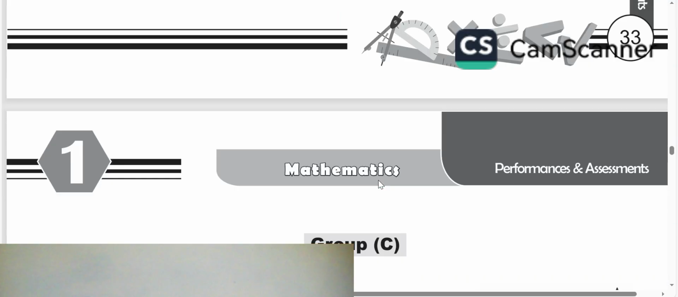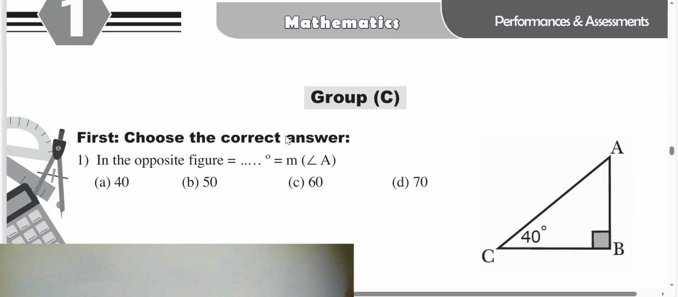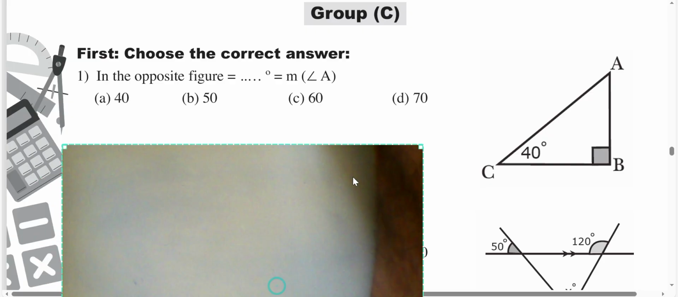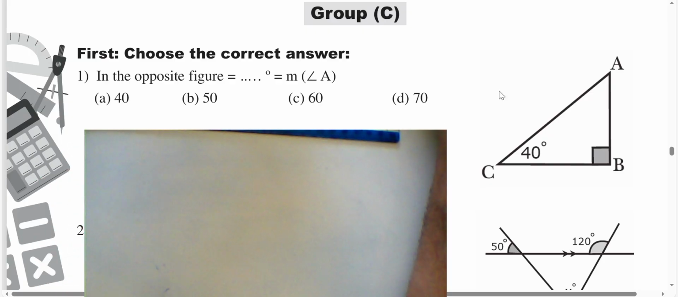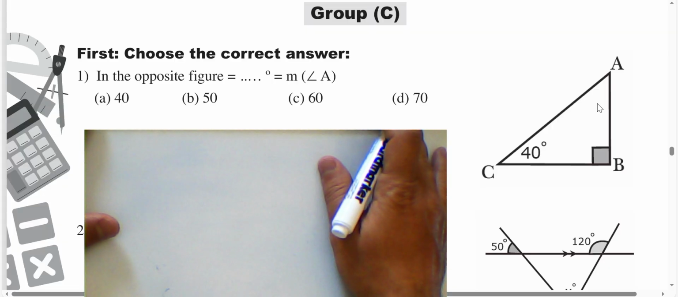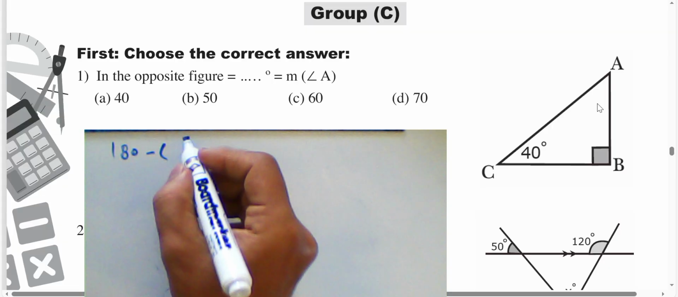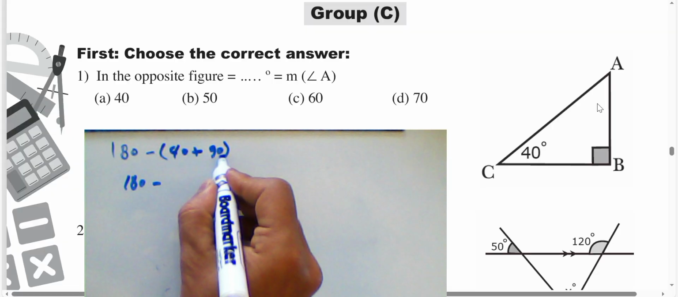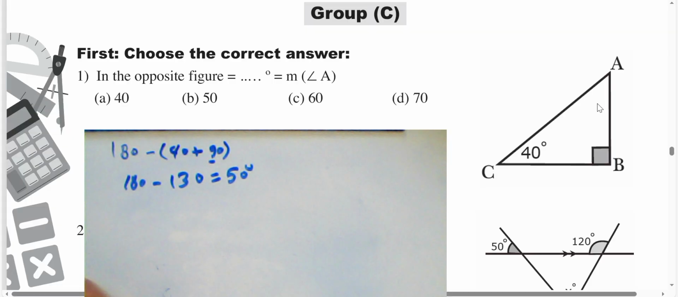Next question, group C. First question. In the opposite figure, the measure of angle A, we can find it. We can write 180 subtract the sum of the two angles, 40 plus 90. Write 180 subtract 130, since 9 plus 4 equals 13. Then the answer will be 50 degrees.